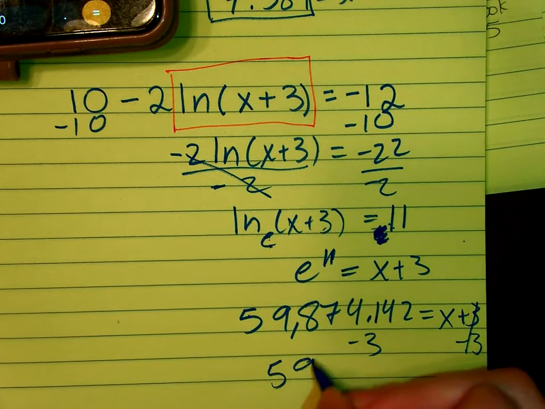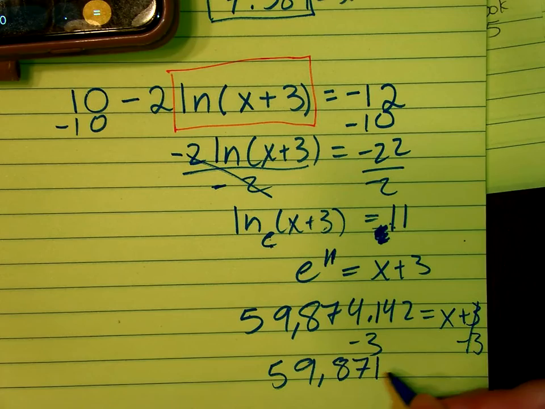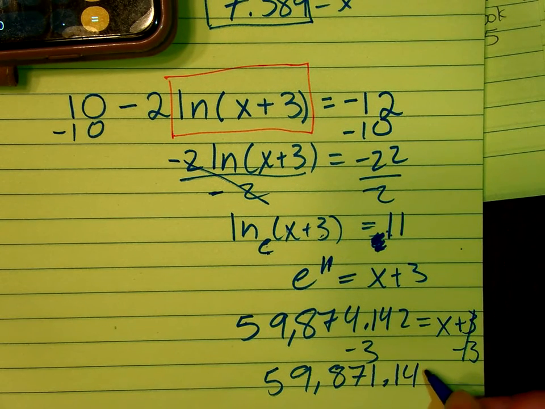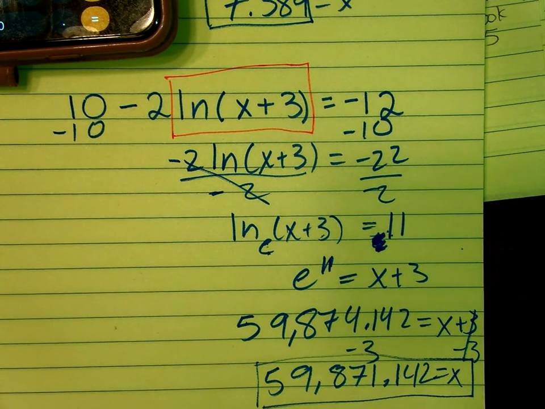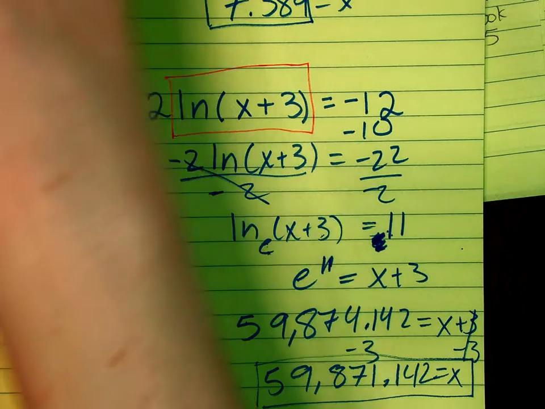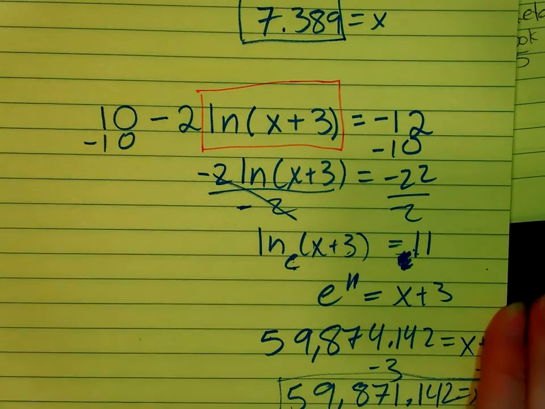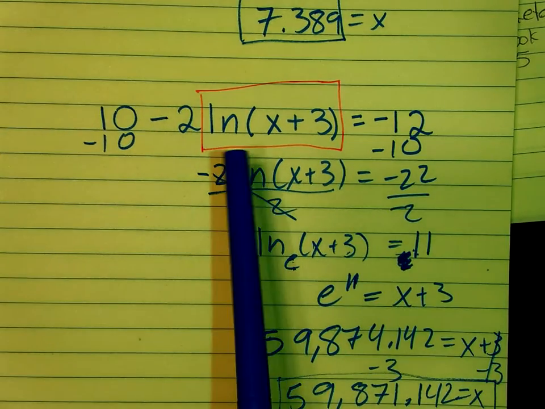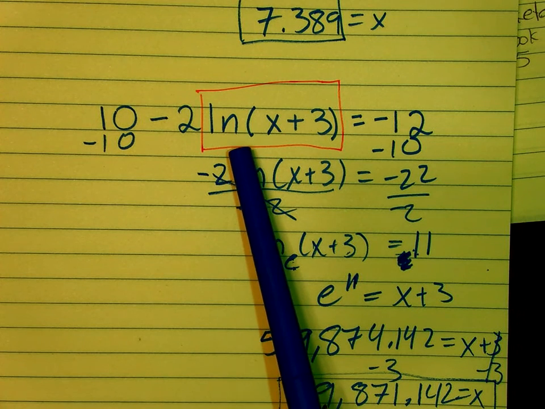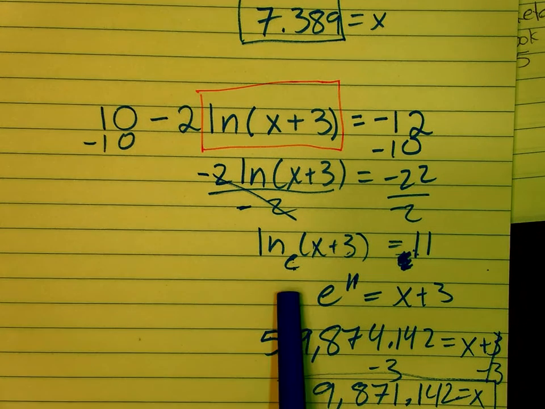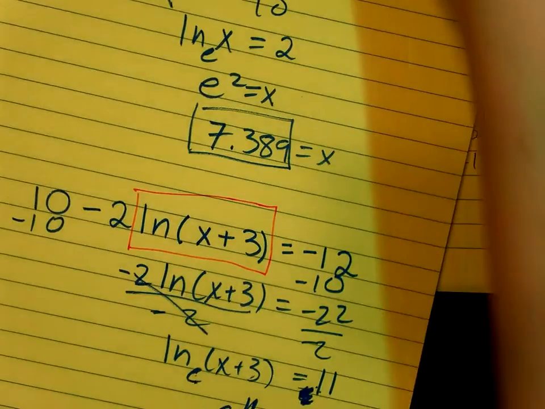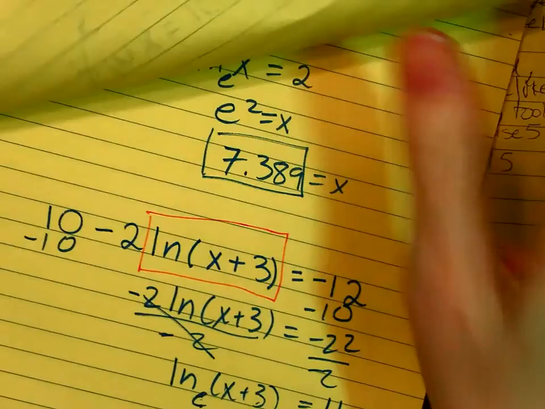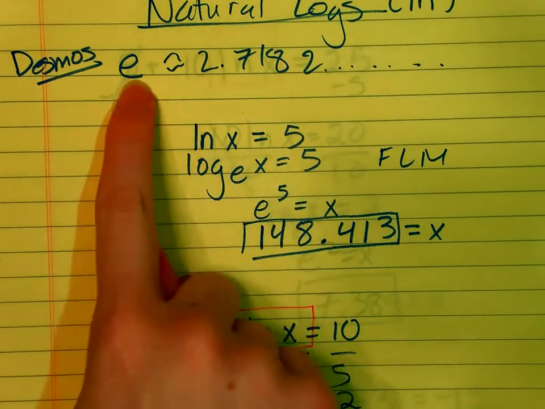So 59,871.142 is x. And don't freak out just because you get a weird number. That's okay. So to recap, this really does work the exact same way as everything else we've been doing. The only thing I've changed is that rather than saying log base 2, you have to know a natural log is really a log base e. E is a special number, like I said, something that goes on for infinity.